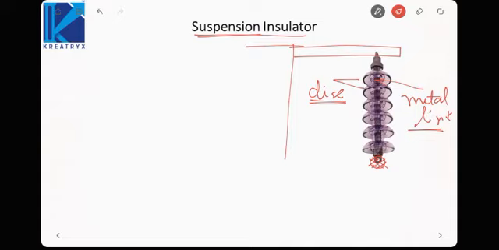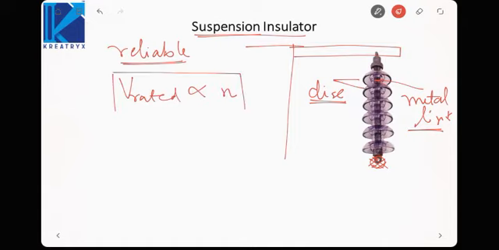The advantage that we get here is if one of the discs get damaged, the whole unit is not damaged. You can easily replace that disc by another disc. So here it is more reliable. Plus, if you want to increase the rating or the voltage rating, you can directly increase the number of discs. So here N refers to the number of discs. If you increase the number of discs, you can increase the voltage rating.